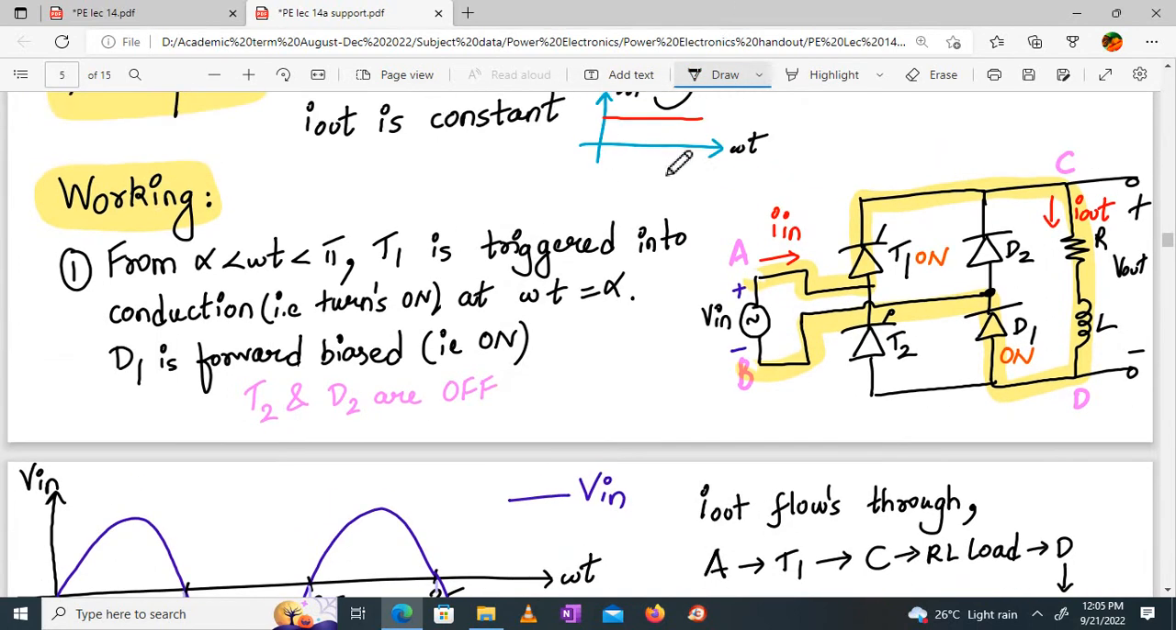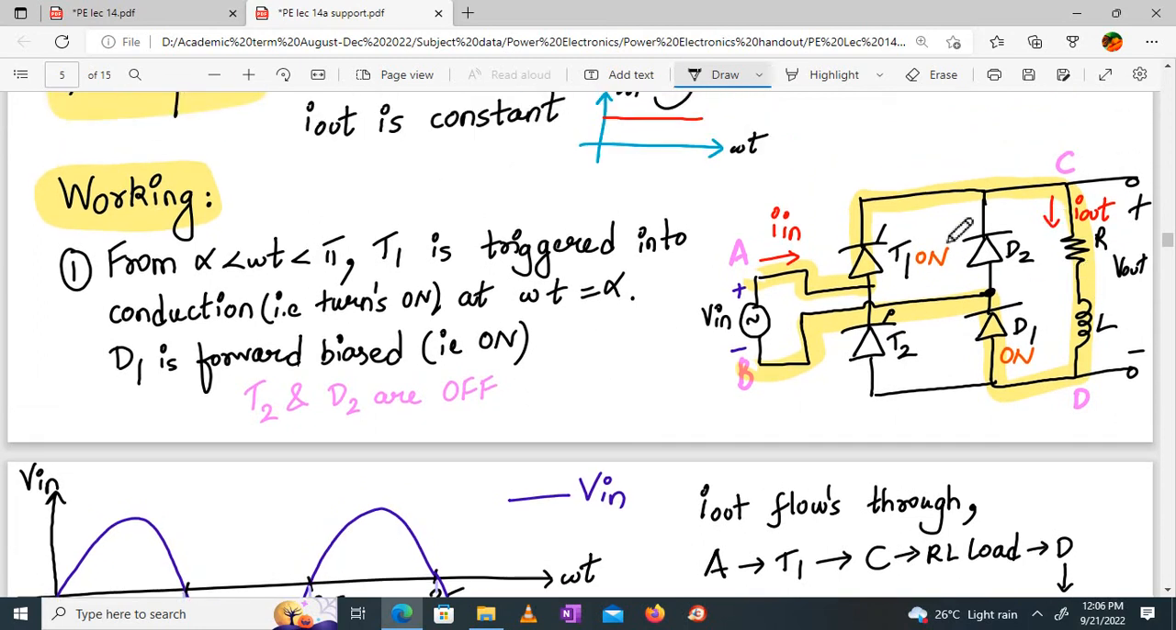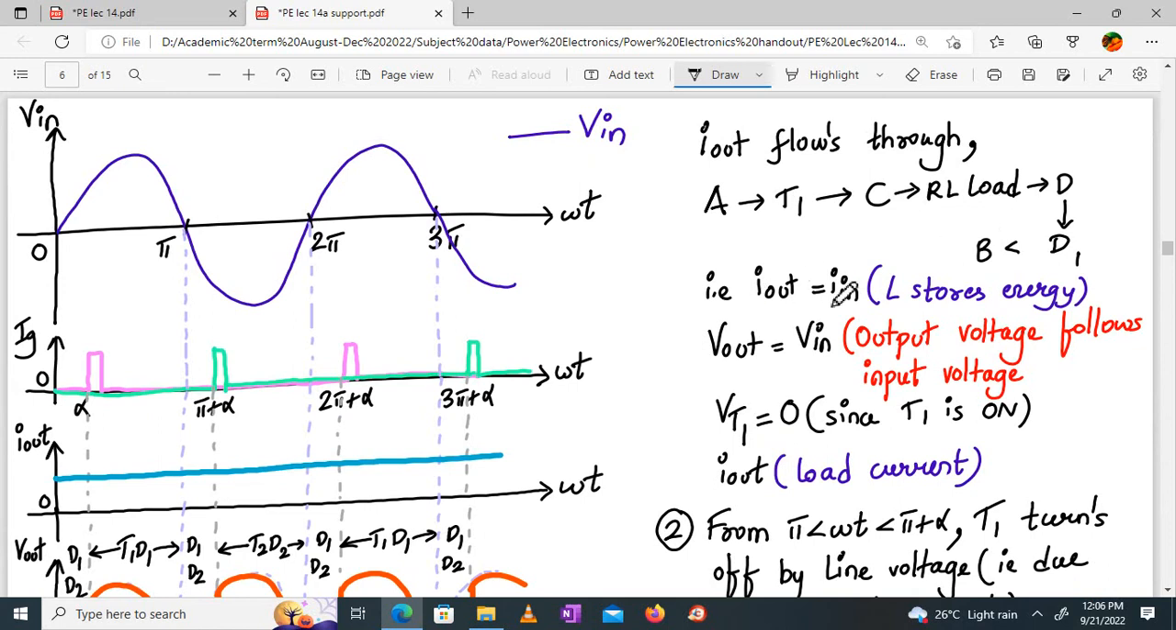So in the positive half cycle, the current will flow from A, T1 and D2, D1 is on. Same story. So it will flow from A, T1, C, R, L load, D, D1 back to P. So I out will flow, inductor will store the energy now, and at the same time T2 and D2 are off. So your current will flow, I out will be equal to I in, V out will be equal to V in, the VT1 will be 0, right? So this is the scenario.